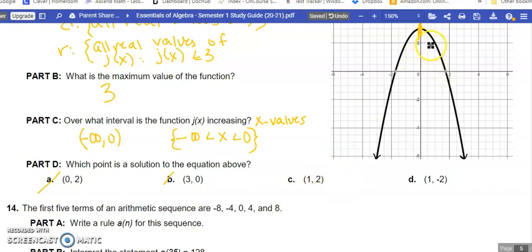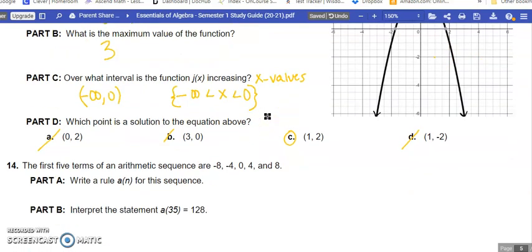1, 2 is right there, and that does appear to be a point on the parabola. And 1, -2 is down here, and that does not appear to be a point on the parabola. So just letter C there.